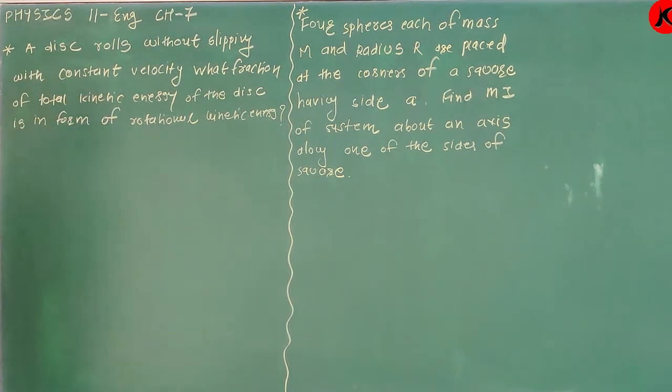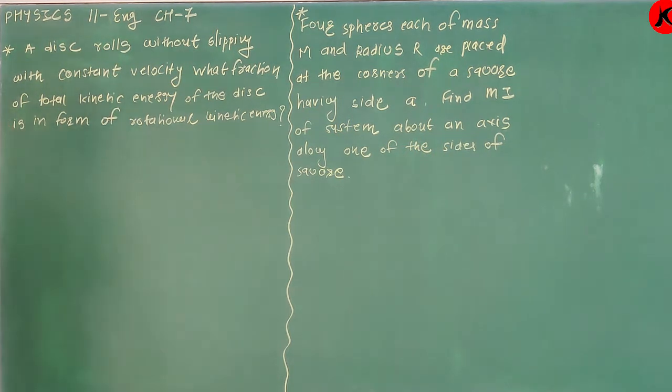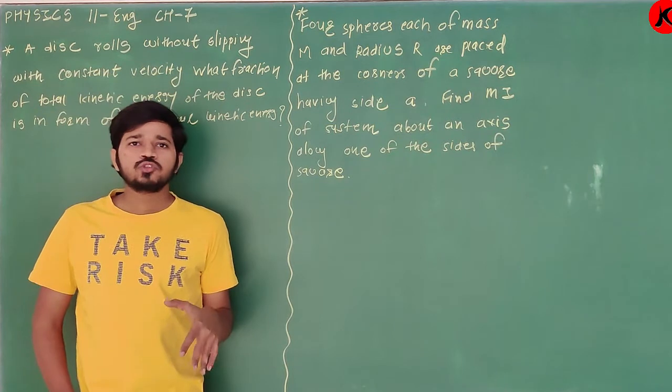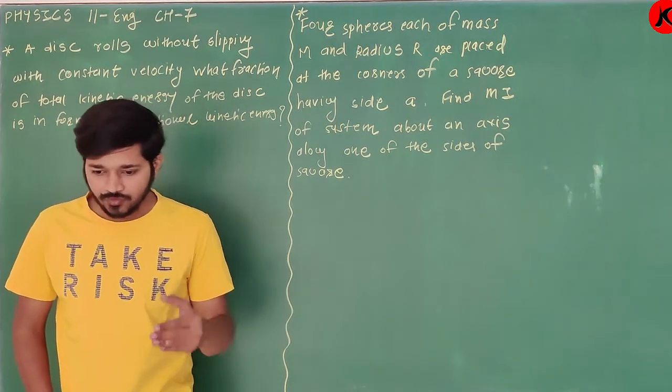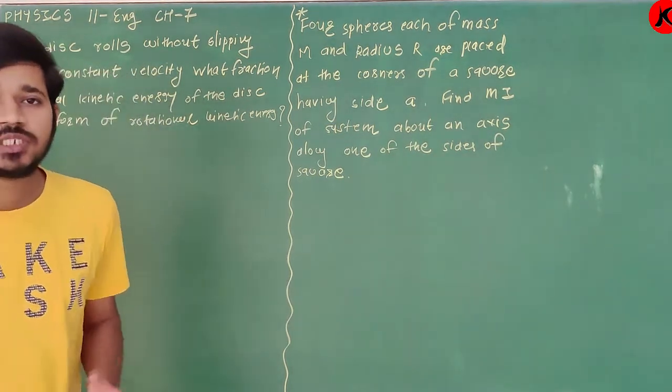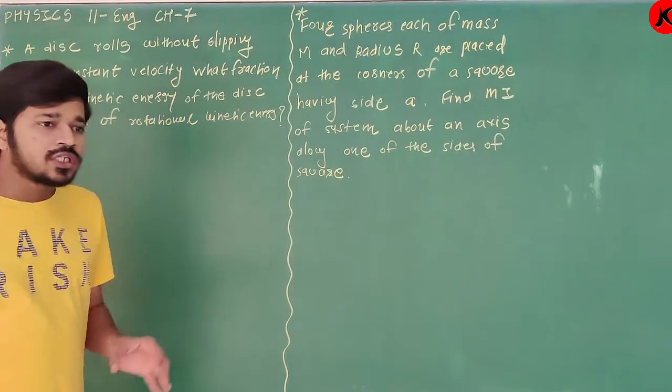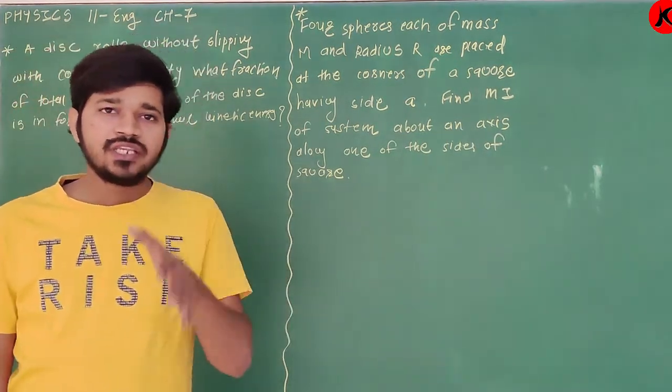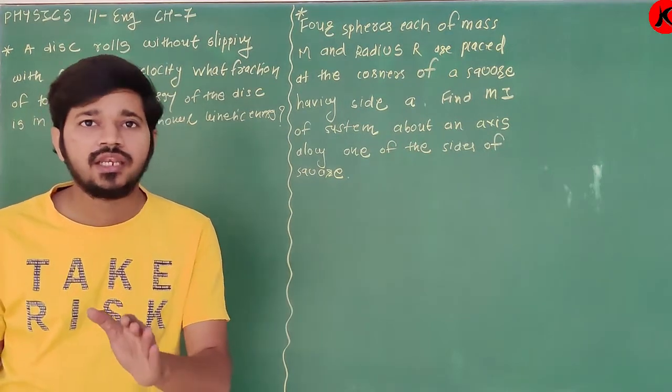Good question. First, a disk rolls without slipping with constant velocity. What fraction of total kinetic energy of the disk is in the form of rotational kinetic energy? First of all, understand the question. The disk is rolling without slipping with constant velocity. Rolling motion is a combination of linear motion and rotational motion. So yes, total kinetic energy is equal to linear kinetic energy plus rotational kinetic energy.